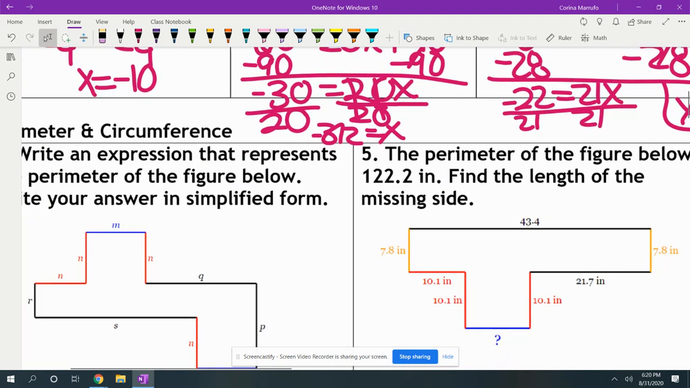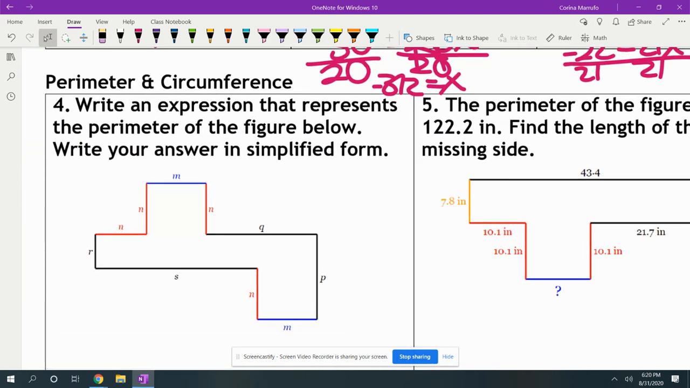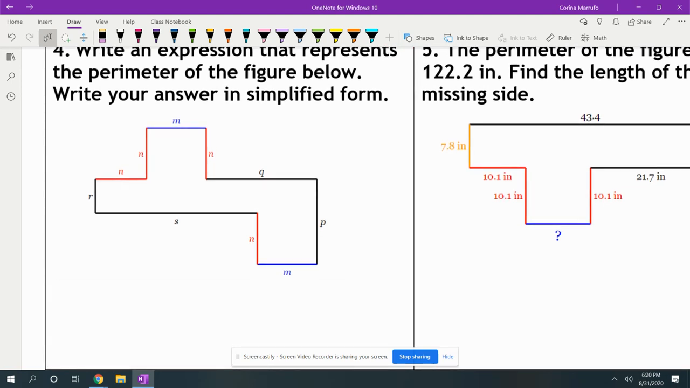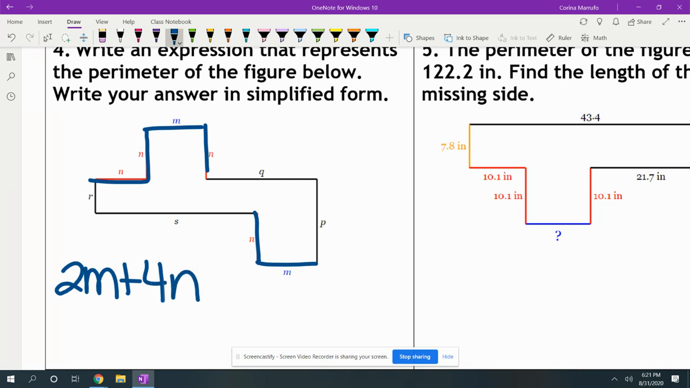All right. The next section says, write an expression that represents the perimeter of the figure below. Write your answer in simplified form. So on here, we're going to go ahead and look. Here's an m, here's an m. We have a total of 2 m's. Plus, we have 1, 2, 3 n's. Oh no, 4 n's. So plus 4n.